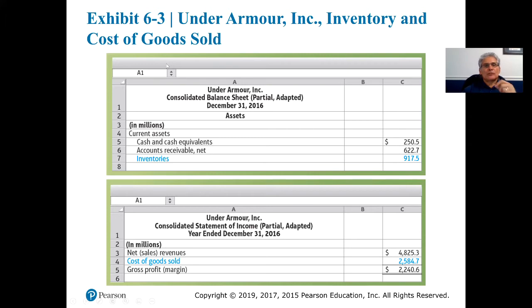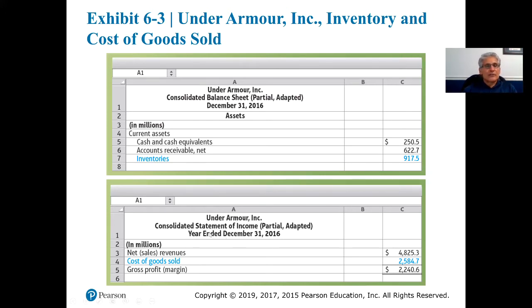Here's an example of what you would expect to see if you were looking at the balance sheet of Under Armour Incorporated. Specifically under the balance sheet, you would see inventories and a dollar amount here. Now this appears to be, I'm going to guess, in millions, 917 million. That's what I would guess.